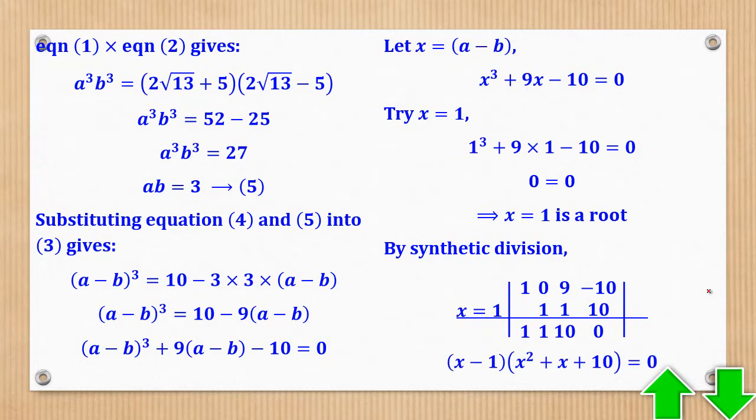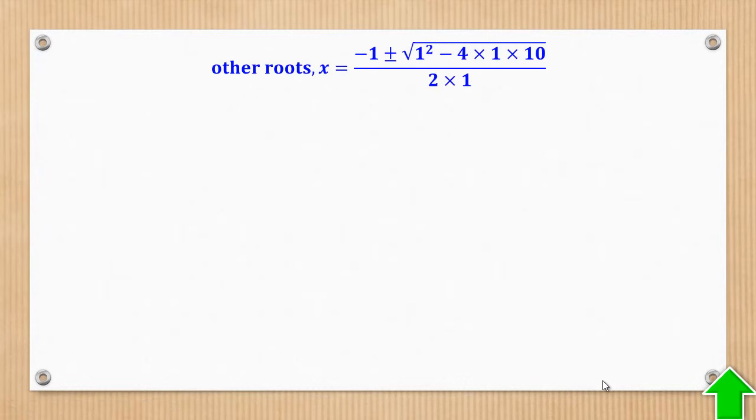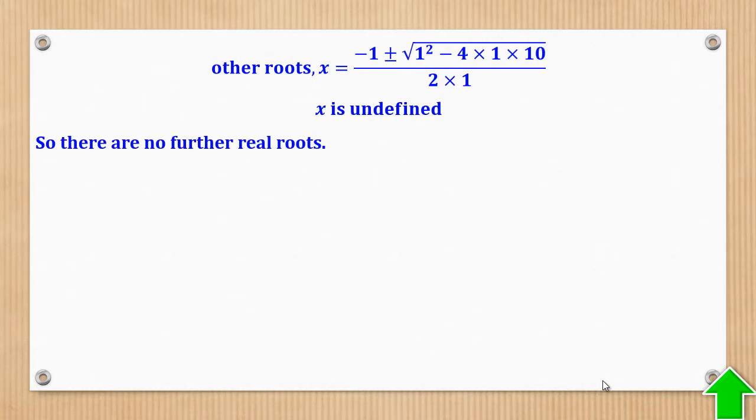So that means that now this has been factorized to give you this. So when I solve the quadratic, I'll come up with that. So there are no real roots, meaning that the only real root is x equal to 1. And remember we said x was a minus b, and a minus b is what they wanted. So indirectly, we have got the required value.